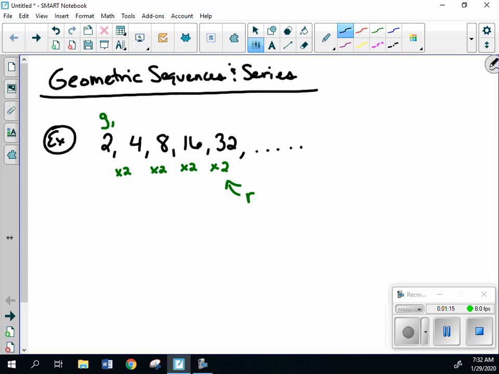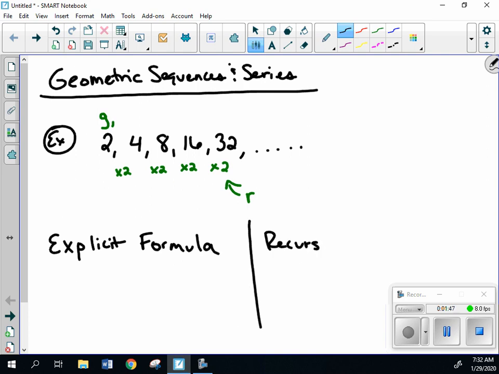There's a couple different formulas, whether you're talking about an explicit or a recursive. The explicit definition, and remember explicit was where I can give you the 100th term and you could substitute that in and you don't need to know all of the other terms prior. And then we have the recursive, where it's all based off of the prior term.